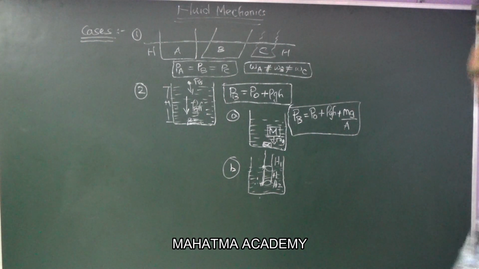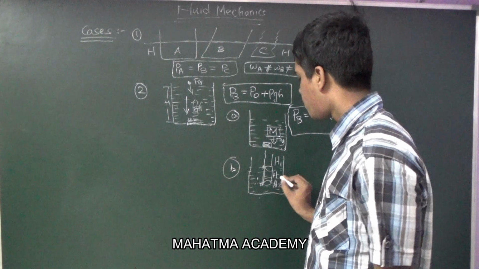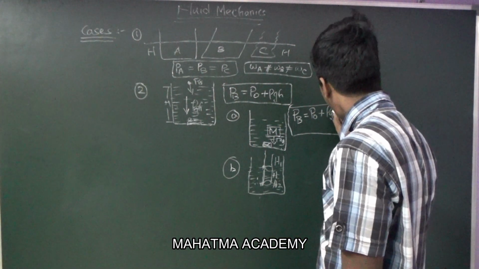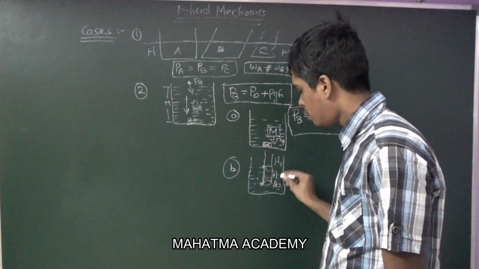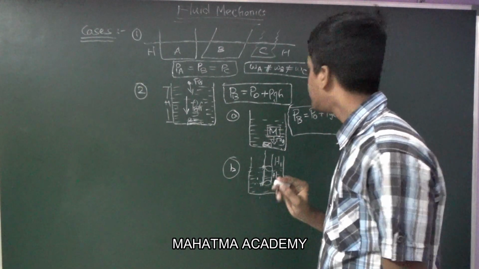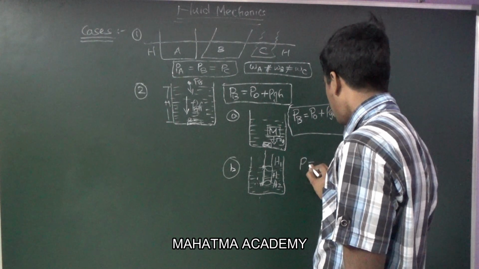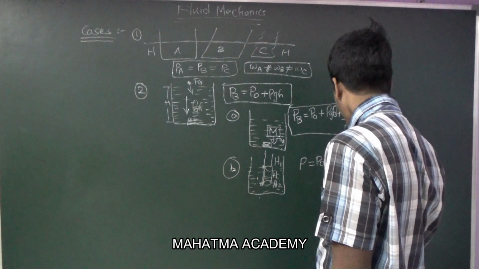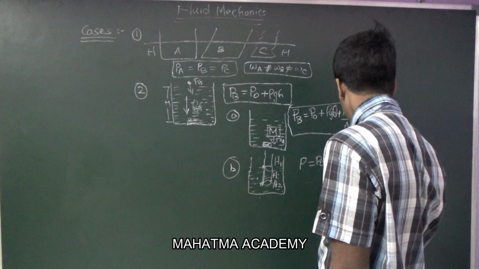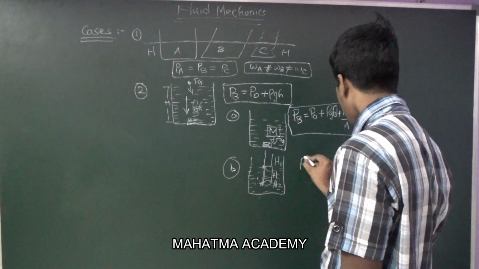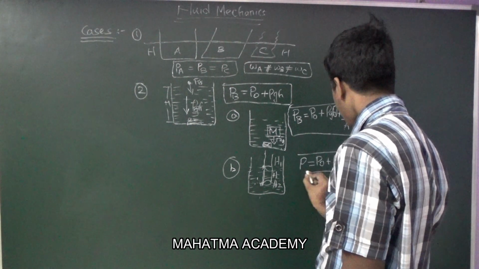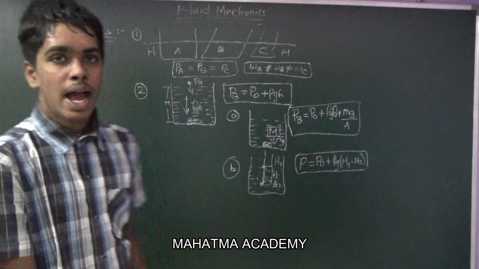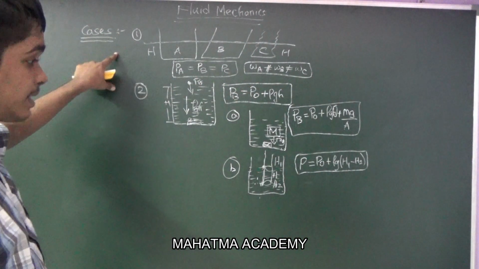Okay students, now the case is we want to find the pressure. The pressure is so easy. We want to replace h with h2 minus h1. It is the simplest: P is equal to P naught plus rho g into h1 minus h2. It is the case. Okay. Now we have discussed the pressure cases.